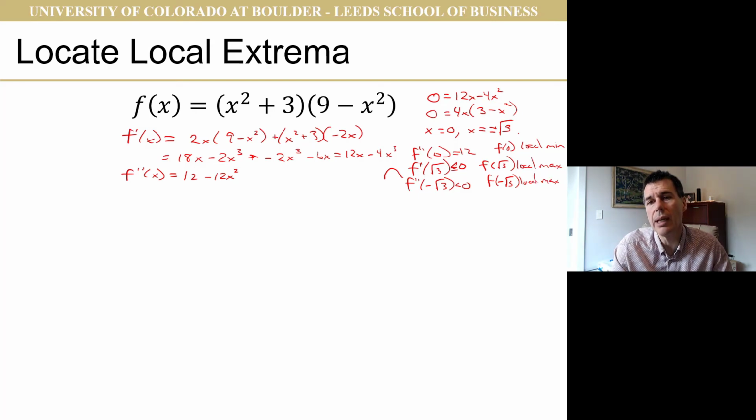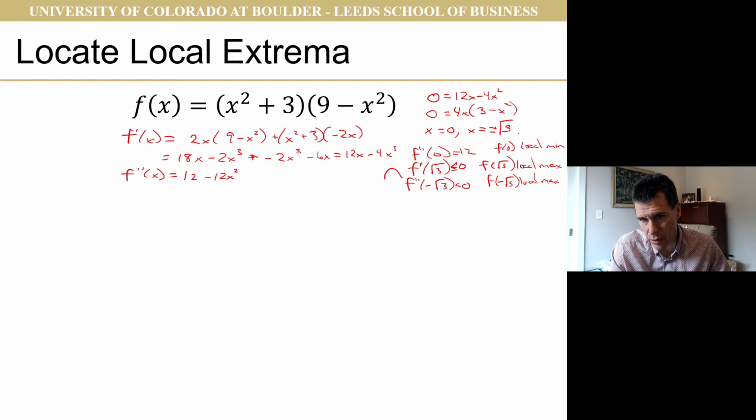Step 1, calculate our derivatives: first derivative, second derivative. Step 2, set the first derivative to 0 or find where it doesn't exist. Find the critical numbers. In this case, 0, plus square root of 3, minus square root of 3. Third step, plug those numbers into the second derivative. We don't actually need to know the values, we just need to know the sign.